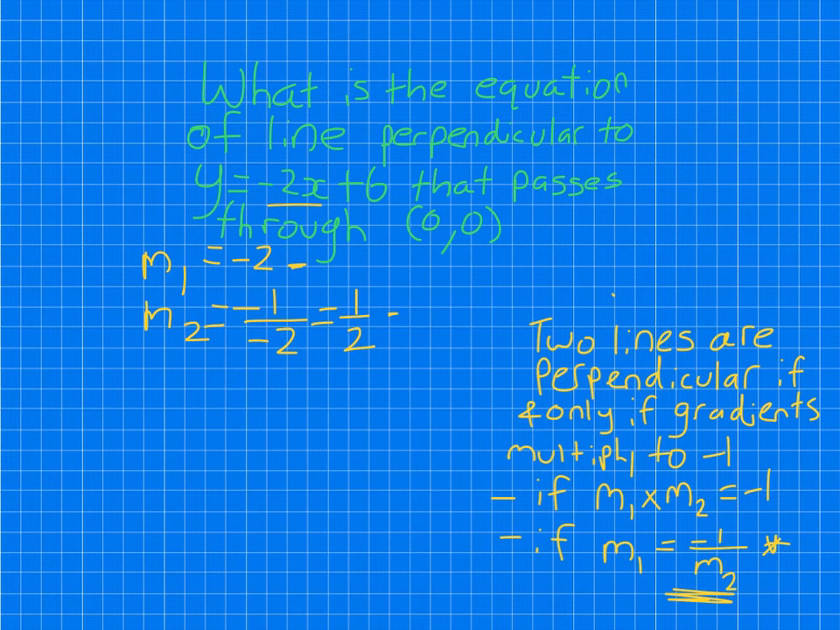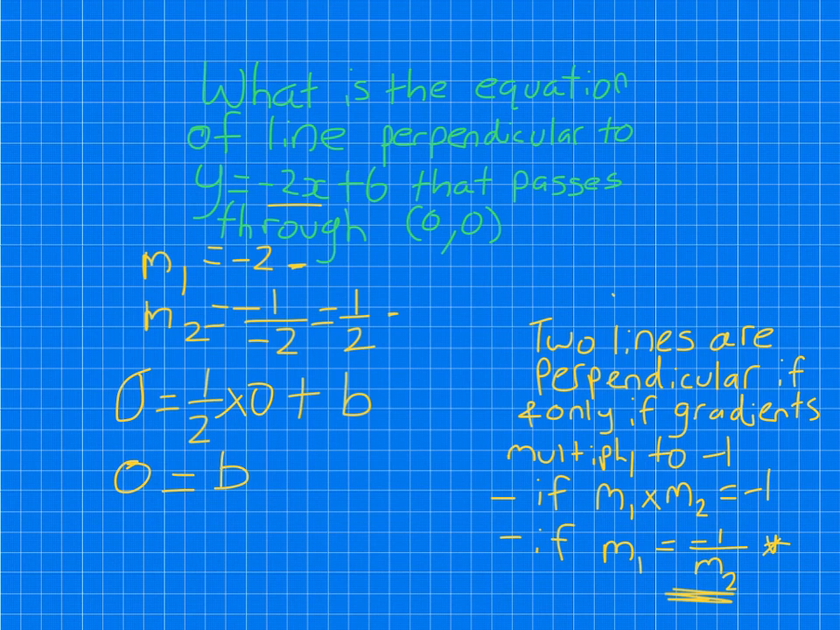So the equation of the line will be y equals mx plus b. We know it passes through the origin. So what we're going to do is we're going to replace x coordinate with 0. And we're going to do the same for y because it goes through the origin. Y will be replaced with 0. So we're left with 0 equals 1/2 times 0 plus b. And that just means that 0 equals b.